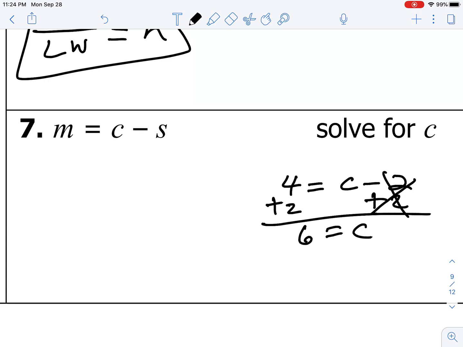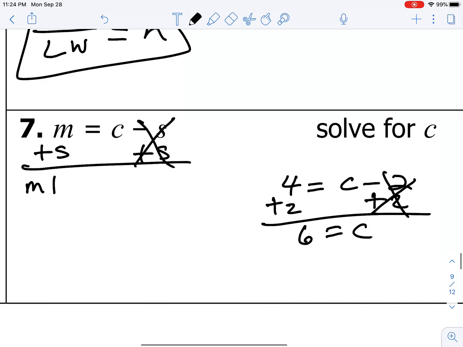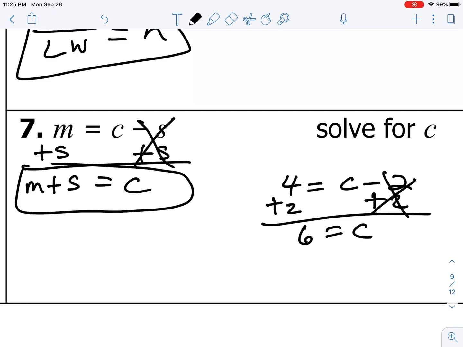Okay? So I'm going to add S to the other side. That's now gone. It's just that I can't add M and S, so I just put M plus S equals C. C is now by itself. That is your answer. Okay? We don't need this anymore.